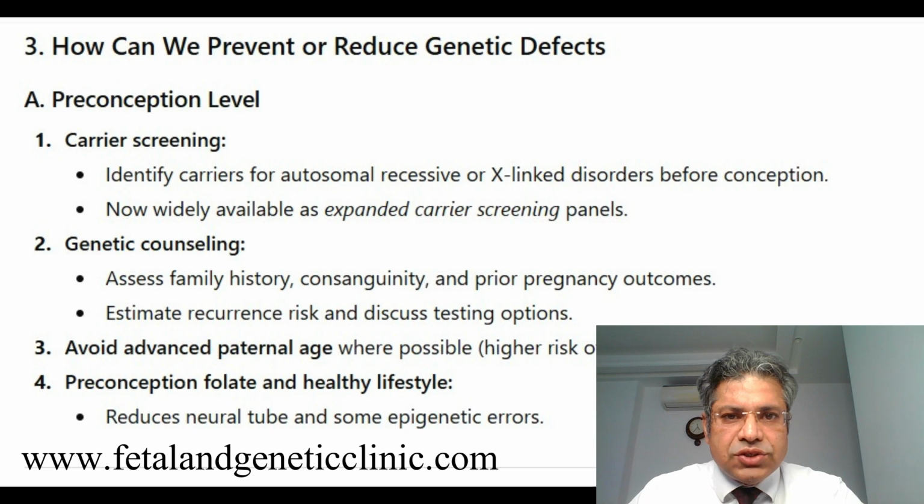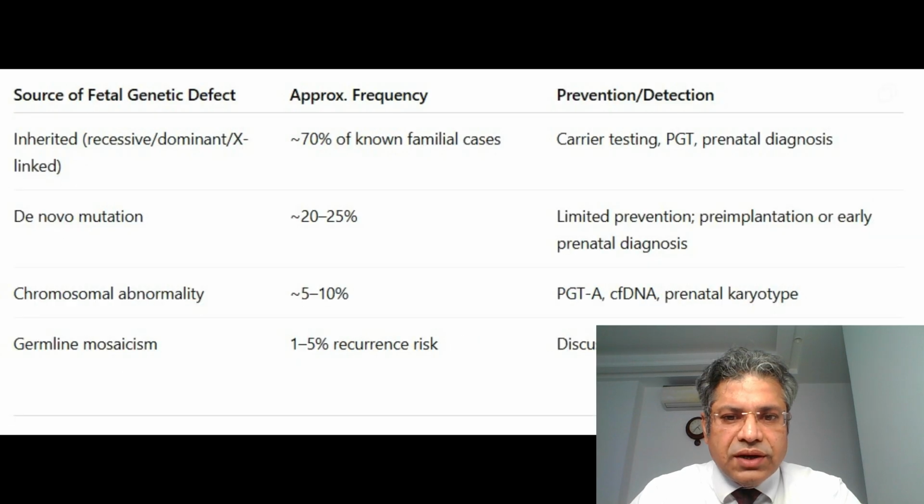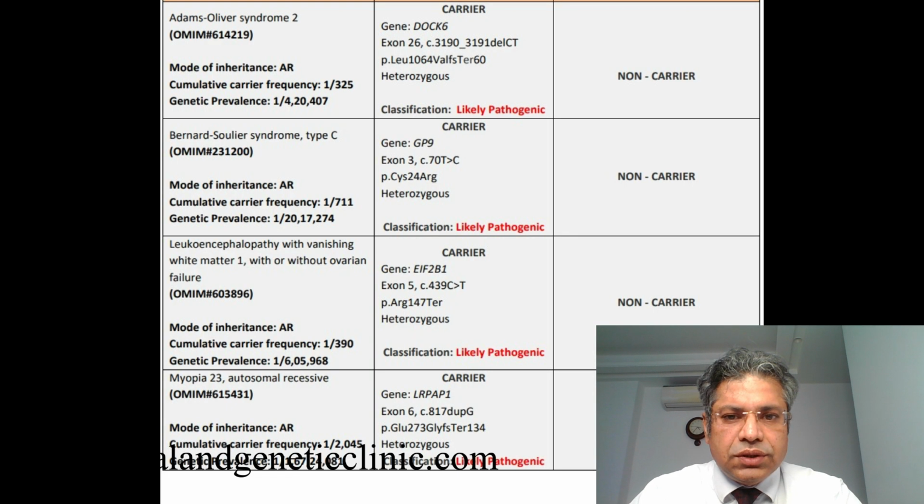Now, how do we optimize all these things? We optimize the health of both the mother as well as the father, and that optimizing helps us get away from the epigenetic mutations, which are environmental insults. About 70% are inherited, and 20% could be de novo mutations. This is case one.